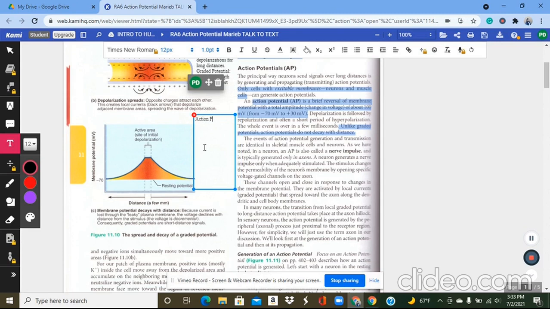So action potential is important because it helps propagate information in the nervous system to the central nervous system and propagate commands initiated in the CNS, or the central nervous system, to the peripheral nervous system.